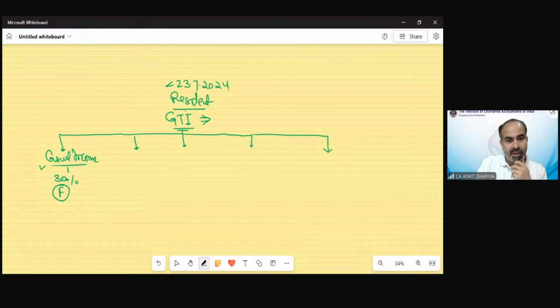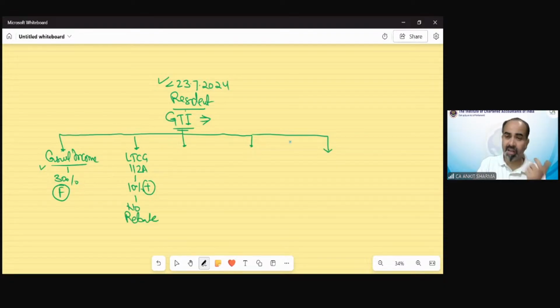Clear? Then long-term capital gain under section 112A. We have gone through the rate structure of this. So there would be 10% because this is before 23rd of July 2024 we are discussing. The rate would be 10% taxability, and there would not be any rebate.